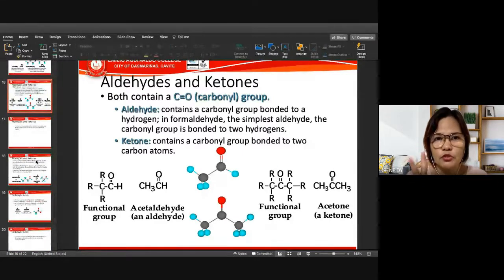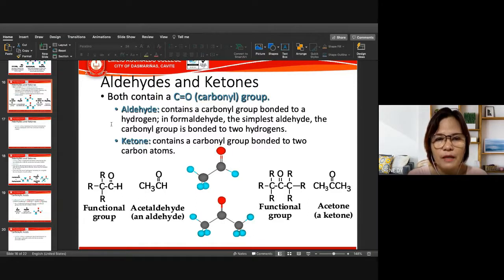Next is aldehyde and ketone. When you talk about aldehyde, you remember formaldehyde or formalin. But in aldehydes and ketones, this is what you look at: the carbonyl group. What is a carbonyl group? It's a carbon double bonded to oxygen. You will come across this often. So when we define aldehyde, it is a carbonyl group bonded to a hydrogen. The simplest aldehyde is formaldehyde.